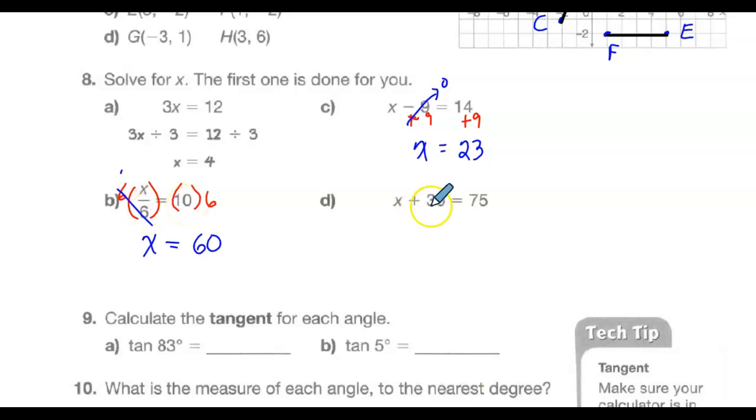Next one, adding 30. So we're going to subtract 30. So x equals 45.